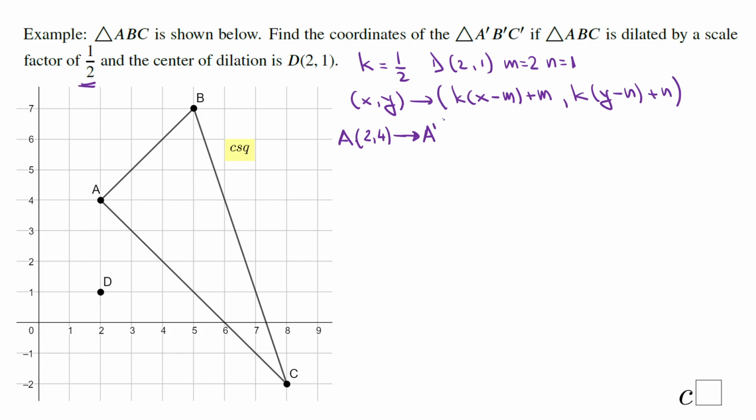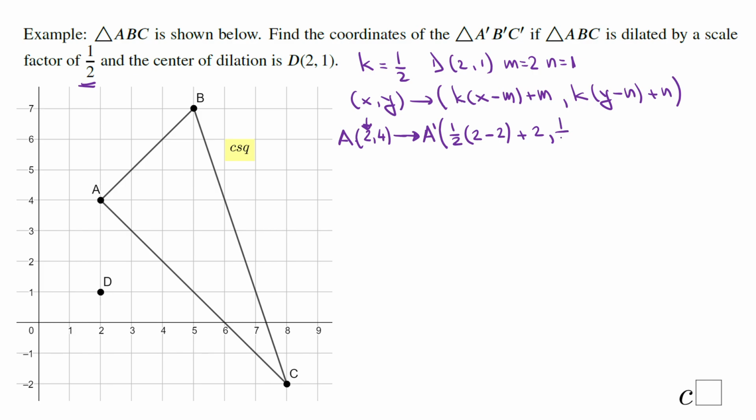Okay, so again, you may want to go slow. You notice that K is 1/2. Then we have X minus M. X is the X coordinate of point A, so it's going to be 2 minus 2 plus M again, 2. So go slow, in my opinion.